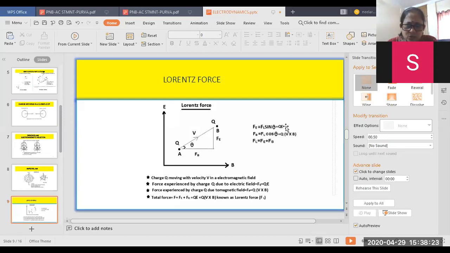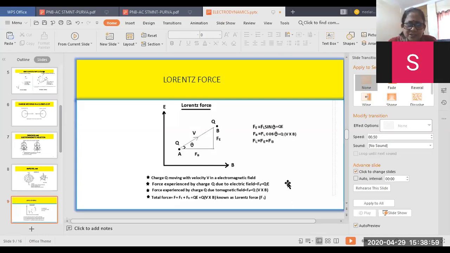Similarly, FB, that is this one. This is the adjacent side of the triangle. So I can call this FL cos theta. Using the formula, I can write this part as Q times V cross B, where V is the velocity of the charge and B is the magnetic field in which the charge is moving. So what is the total force experienced by the charge? It is given by FL. So FL is equal to FE plus FB. Okay, so that is your Lorentz force.